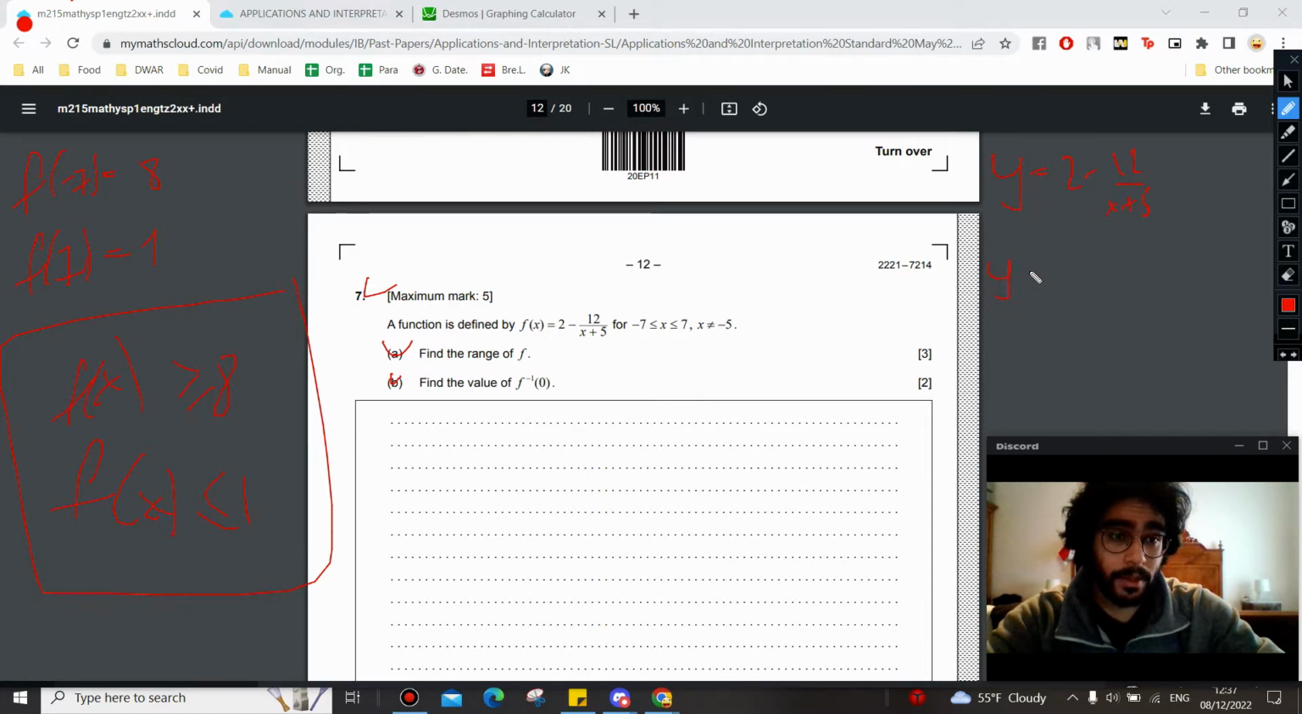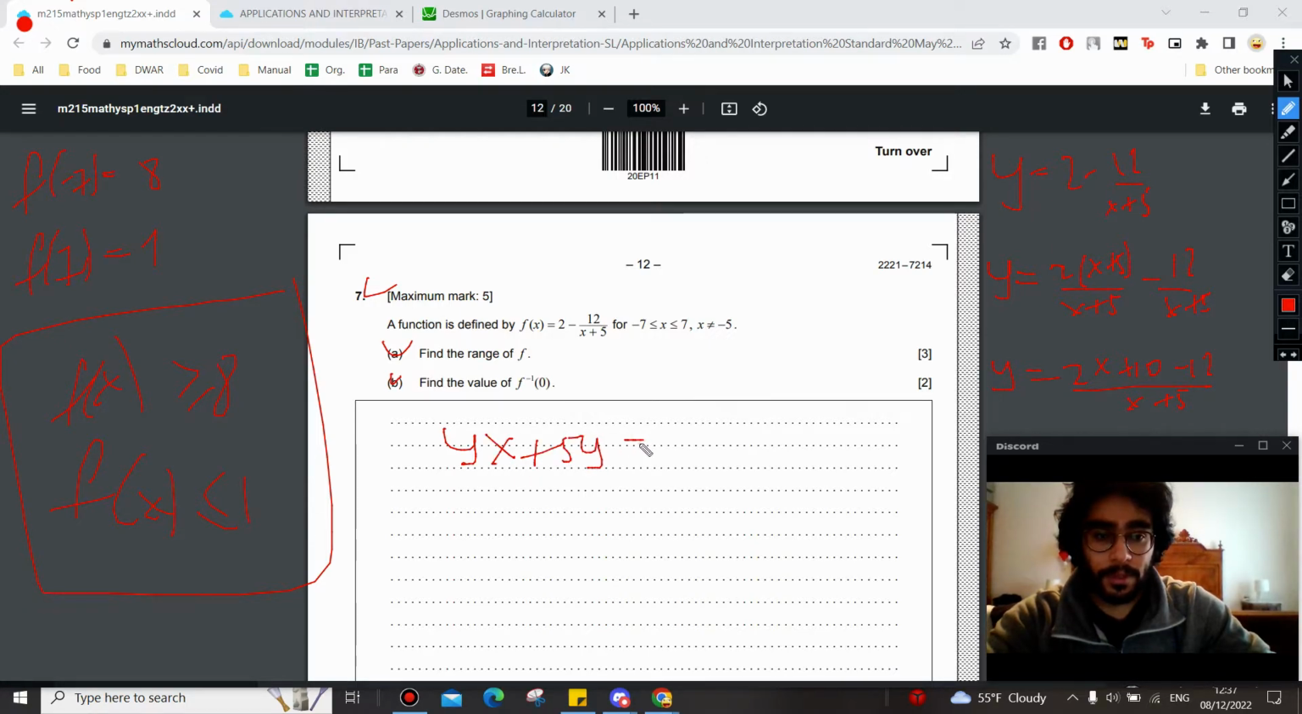So I have y equals 2 times x plus 5 divided by x plus 5, minus 12 divided by x plus 5. Okay, now I can subtract the numerators. I have 2x plus 10 minus 12 divided by x plus 5. Perfect. Now I do cross multiplication. I have y times x plus 5 times y is equal to 2x. 10 minus 12 is minus 2.